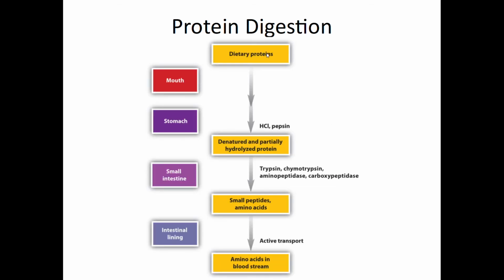So here's our structure. We have these proteins, they come in, they're not affected at all until they get to the stomach. In the stomach, they're denatured, so the shape goes away, and they're partially hydrolyzed, which means we start breaking them up. Remember that hydrolysis reaction, right? Then in the small intestine, we have trypsin and chymotrypsin and aminopeptidase and carboxypeptidase, and all of those start breaking these down into small peptides and amino acids, and they're actively transported into the bloodstream.